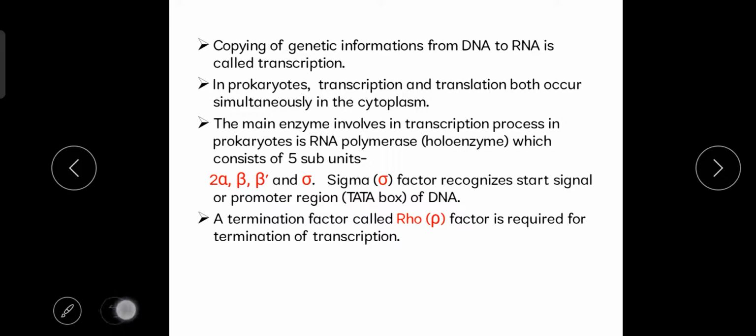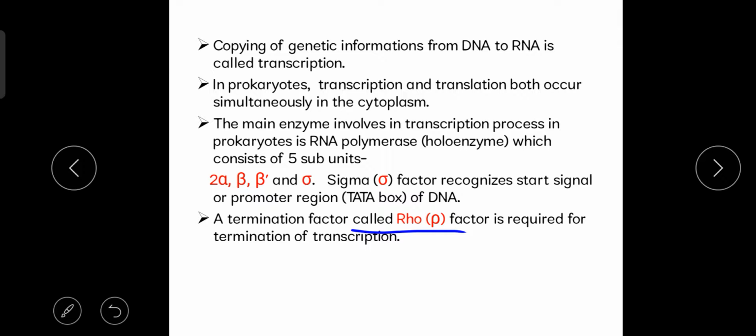In this transcription process, one other factor is very essential, called the rho factor. This rho factor is very important because it helps in the termination of the transcription process. So you should remember the name of the enzyme and its components, and also the other factor known as the rho factor, which is involved in the termination of transcription.